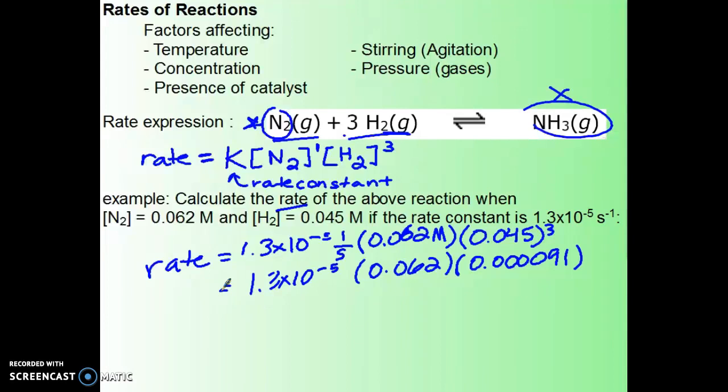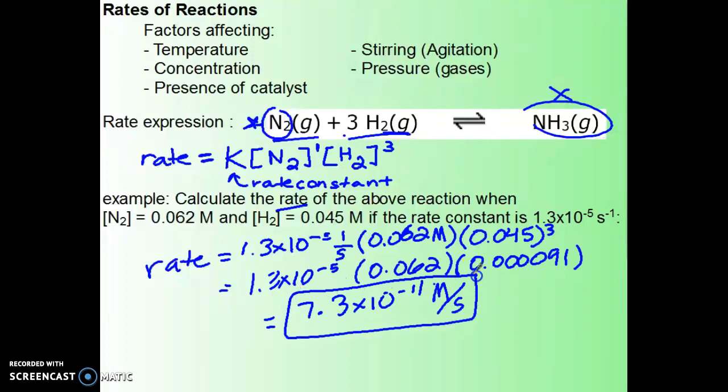So I'm going to take these numbers and multiply them. 0.062 times 1.3 times 10 to the negative 5th. All right. The answer I have calculated is 7.3 times 10 to the negative 11th, and the unit would be molarity per second. So it's the amount of concentration that reacts per second, and that's the rate at this concentration with this rate constant. Okay, so that's an example of how you could calculate the rate, which we would call the instantaneous rate, at these concentrations.